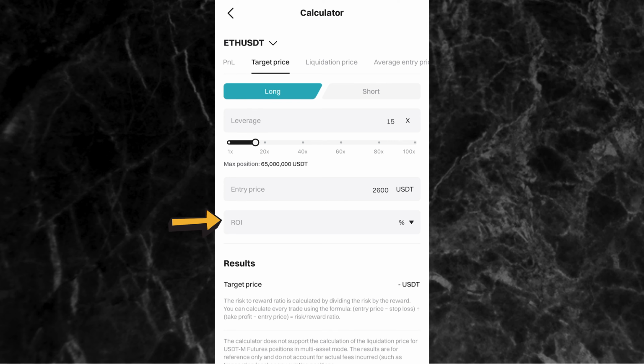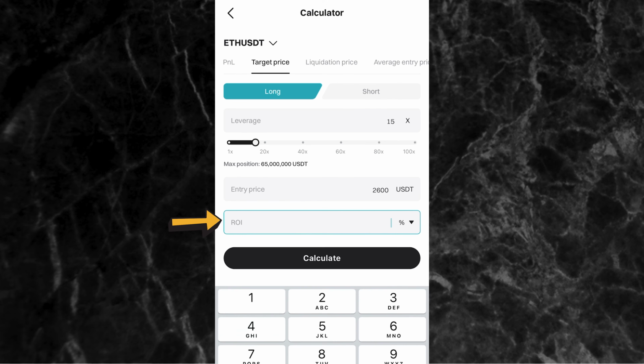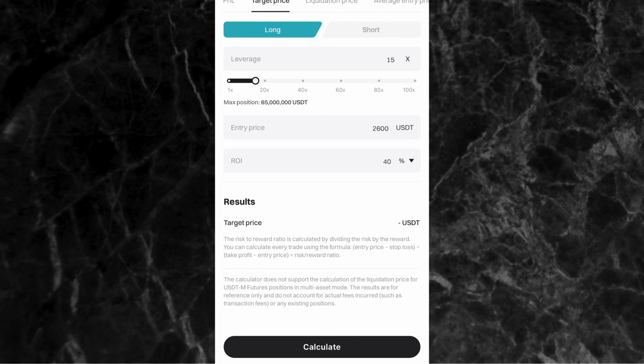Now, the ROI means the percentage you want to make from this trade. So, for example, I plan to target 40% profit from this trade. Just enter 40 right there and click on calculate. Now you can see right here, it says your target price should be 2,669. So what this is saying is that if you plan to enter this trade and you want to make 40% profit, this should be your take profit. So this is for beginners who have a particular percentage they want to make in mind but don't know where to put their take profit. Just come right here and use this futures trading calculator. It will tell you your target price or your take profit.